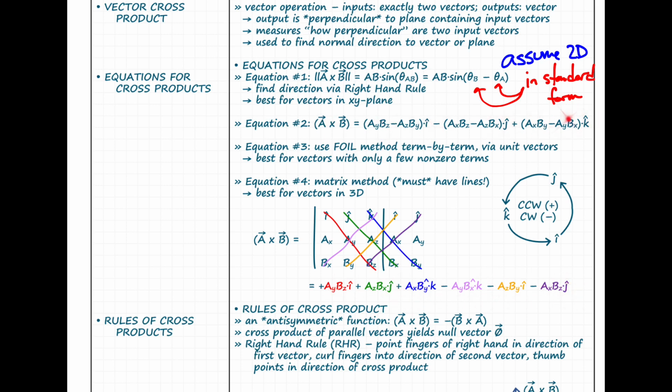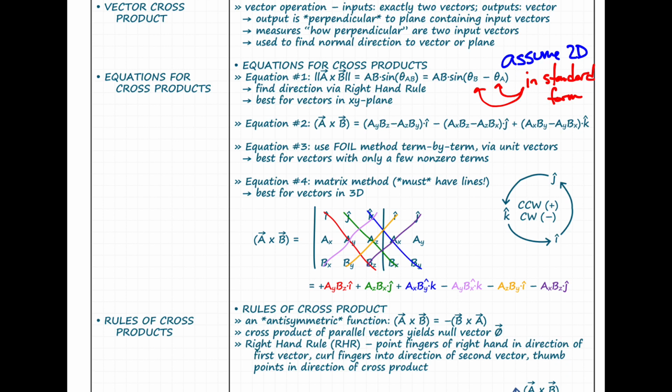So this would be difficult to memorize, but this process is one that you'll be able to remember and be able to execute. This is the easiest way to do it, particularly when we have vectors in 3 dimensions and you have a lot of non-zero components here. The third method is basically to use the FOIL method term by term.